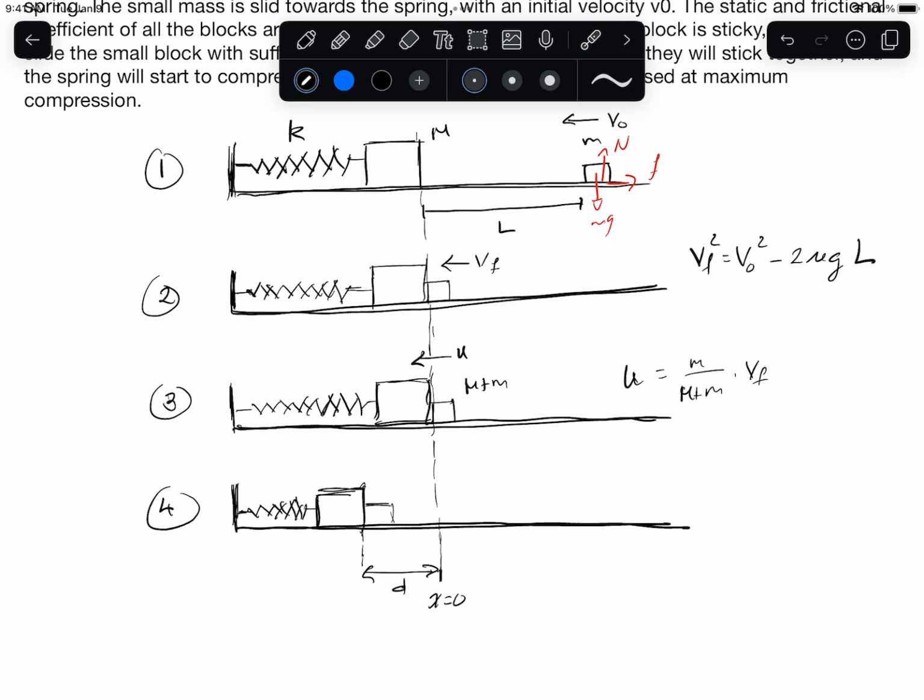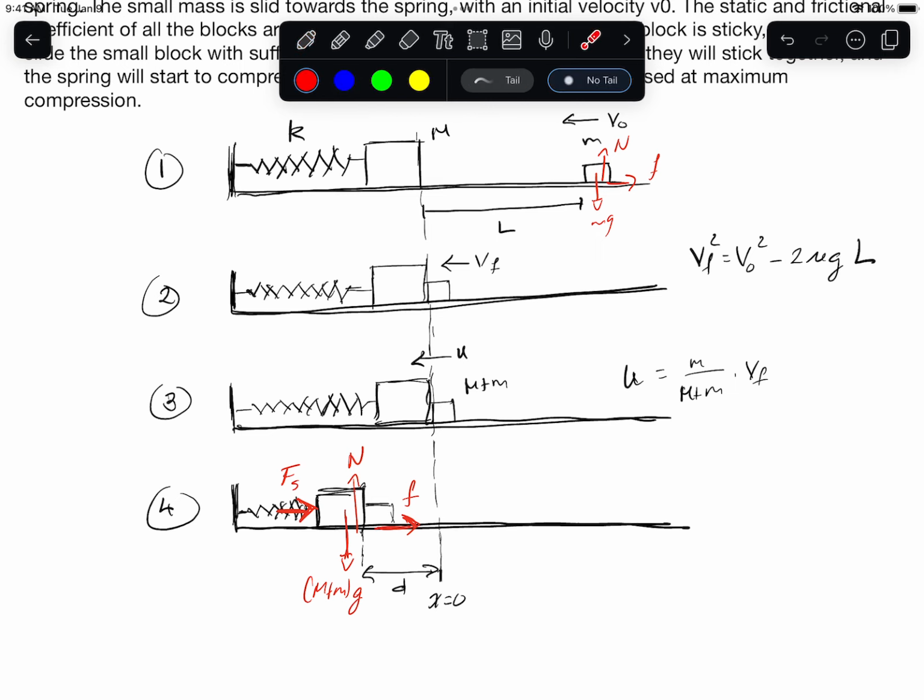There's going to be the weight of the blocks, and because the blocks are stuck, I'm just going to think of them as a single block, right? There's the normal force, and there's still friction with that surface, so there's still going to be a frictional force over here. And of course, there's going to be a spring force over here, F sub s. So this is what the force diagram for this object looks like.